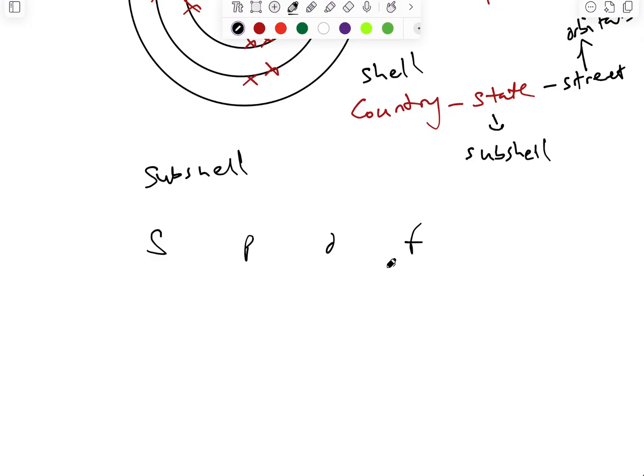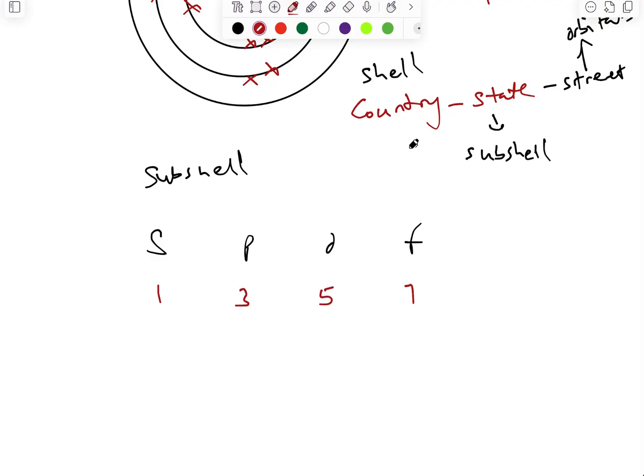Now, for these subshells, we can have a total of 1 orbital in the S subshell. So the S subshell has a total of 1 orbital, and the P has a total of 3 orbitals. The D has a total of 5 orbitals, and F has a total of 7 orbitals. So I want you to follow that very well. Now, S, 1 orbital, P, 3 orbitals, D, 5 orbitals, and F, you have 7 orbitals.